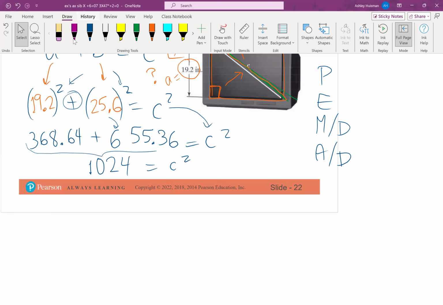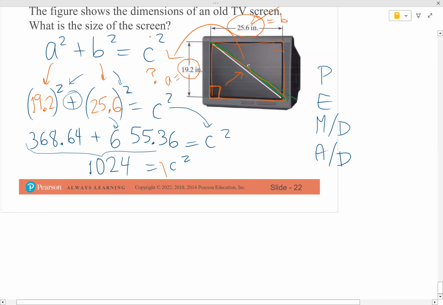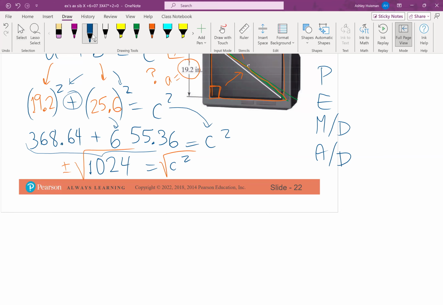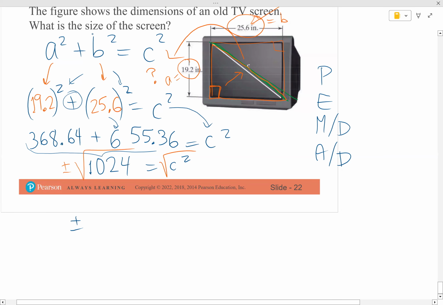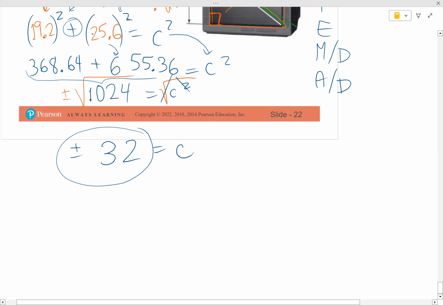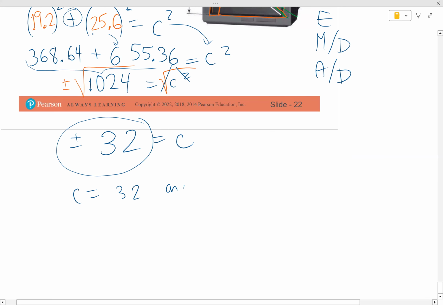And now I can solve for C by square rooting both sides. Nice, use the square root property. But remember the numerical side, or the side with the actual number, not a variable, has to have a plus or minus. On the right side though, the square root and the square just cancel. So C is going to be equal to whatever we get here. I think it does have a square root. 32, look at that. So C is 32 and negative 32.